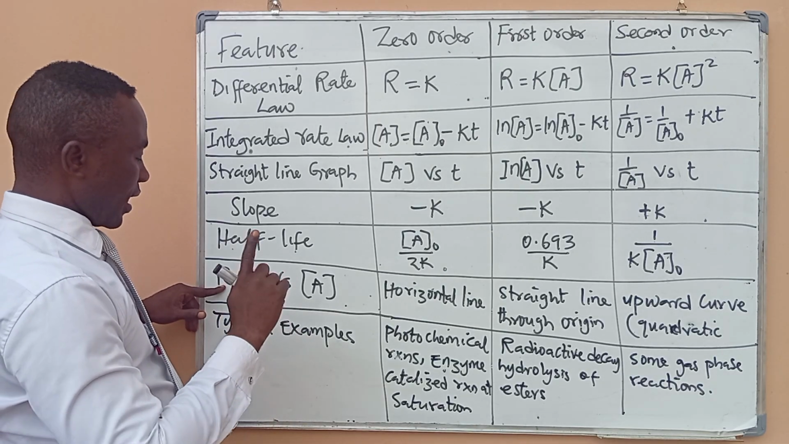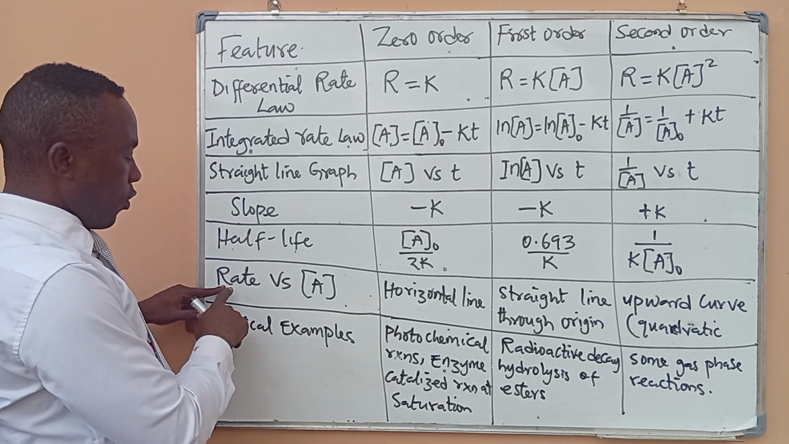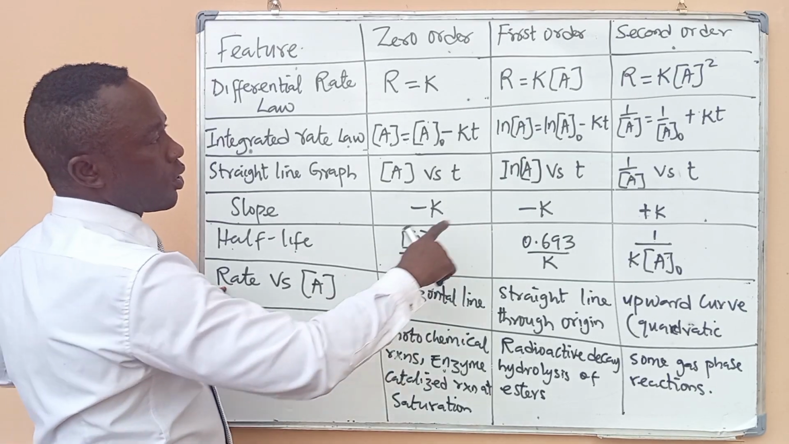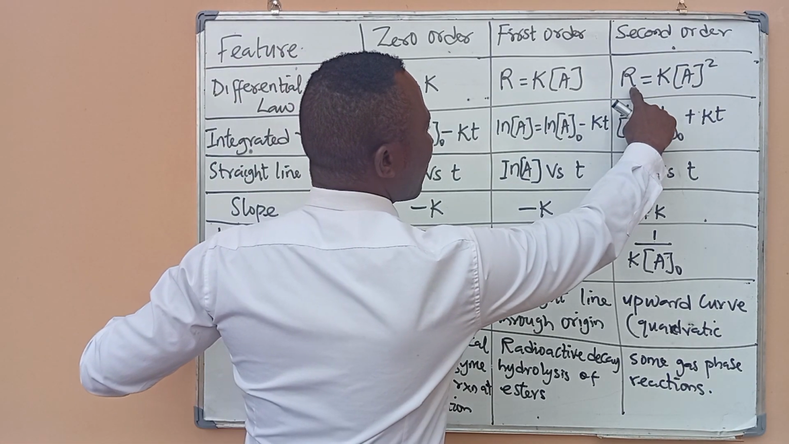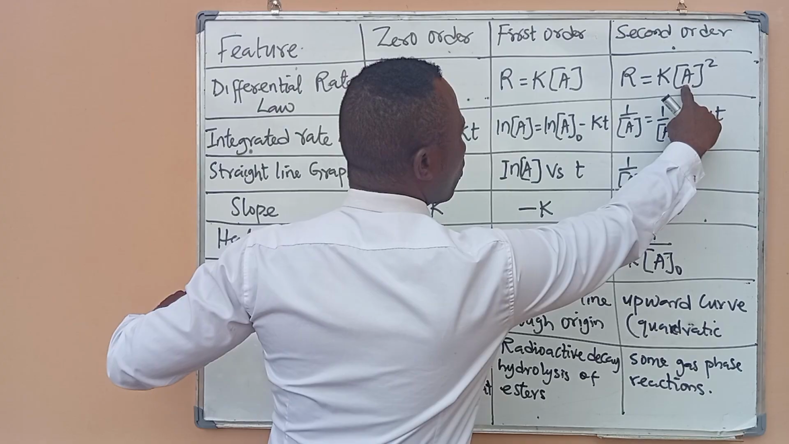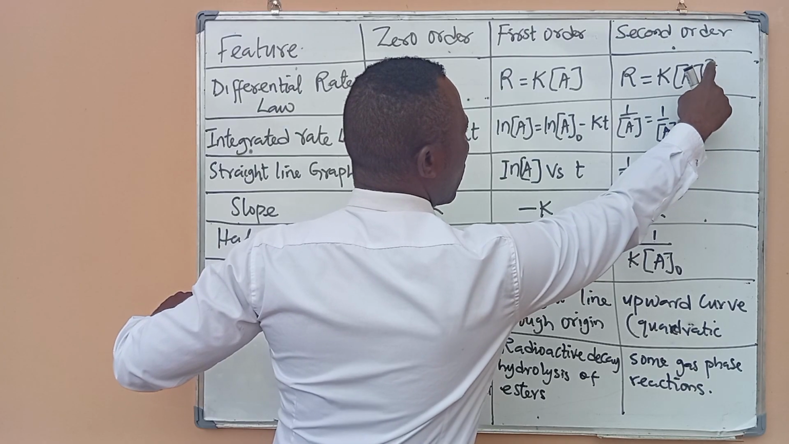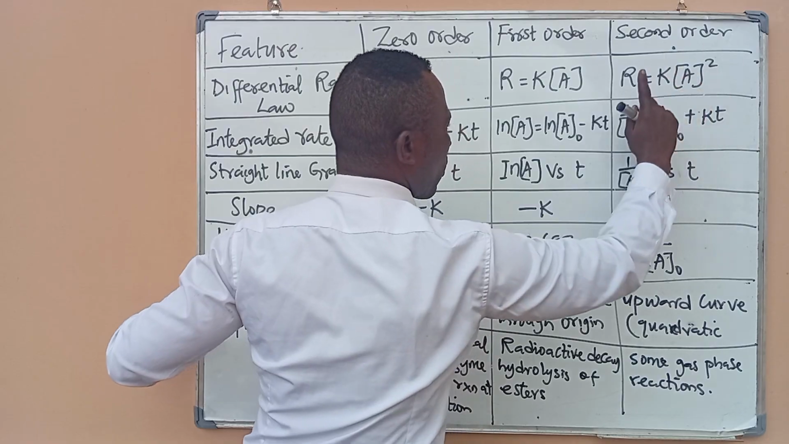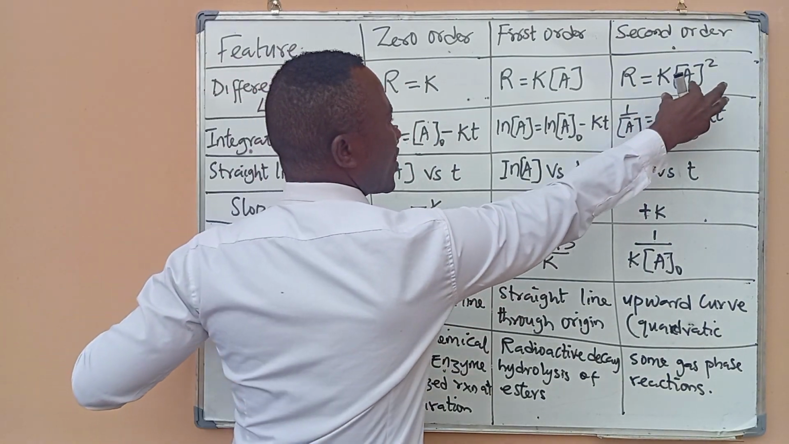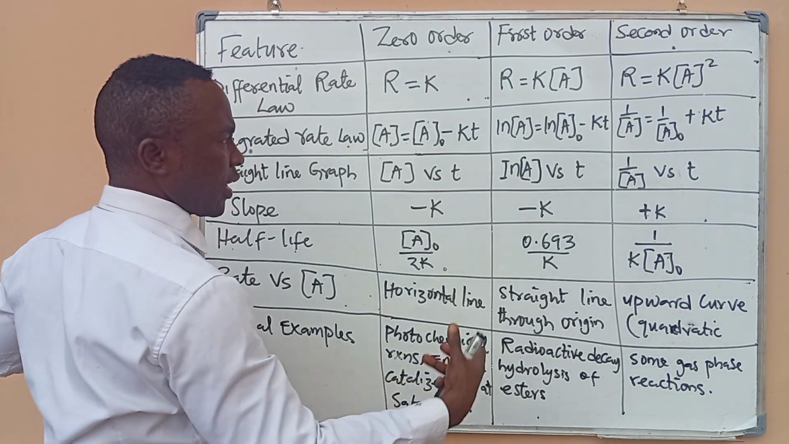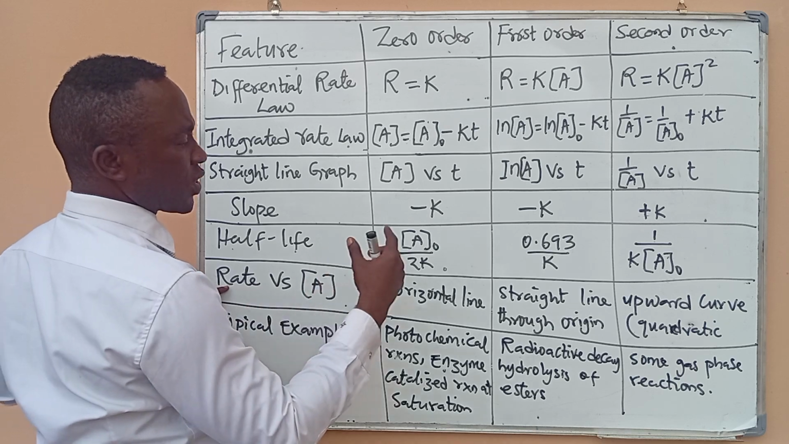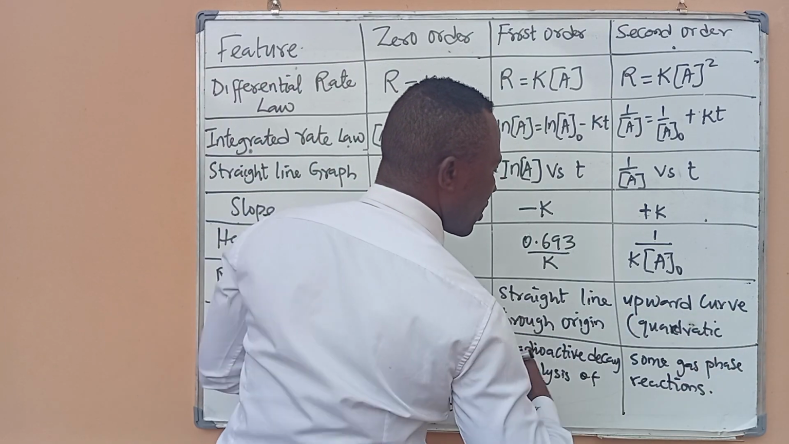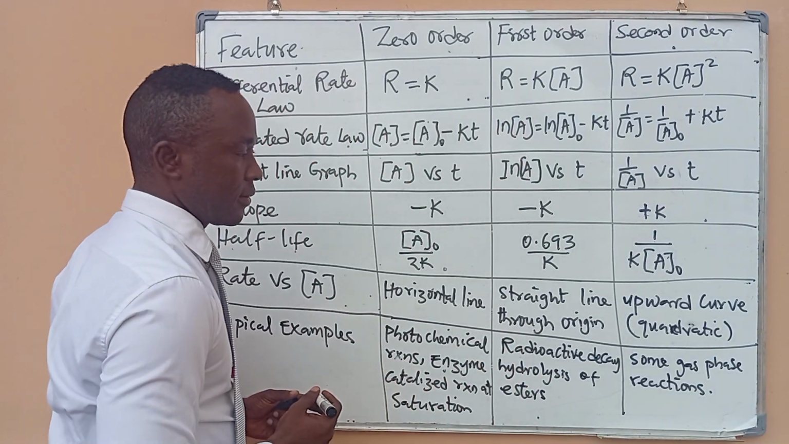Now to the second order reaction. If we plot rate versus concentration for a second order reaction, you see that rate is directly proportional to the square of the concentration. That means concentration raised to the second power. So since this is quadratic, we will expect that the rate versus concentration will give us an upward curve. That is a quadratic.